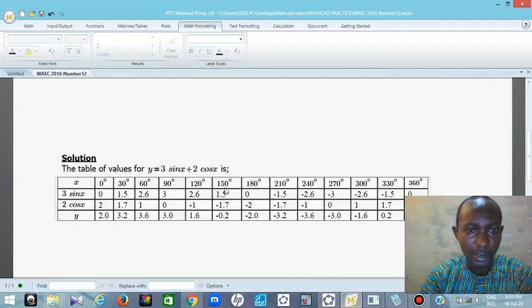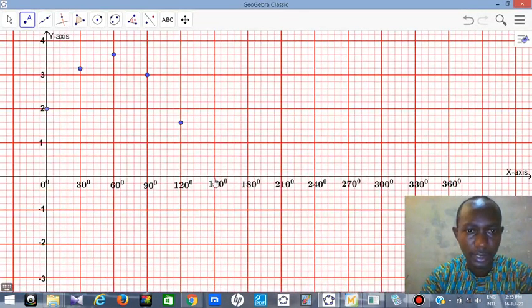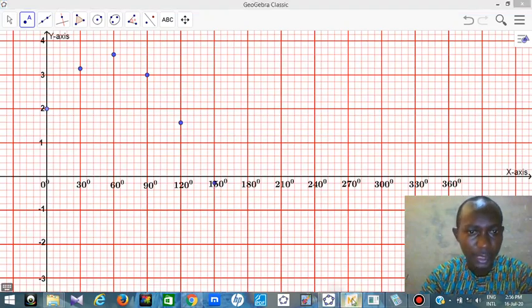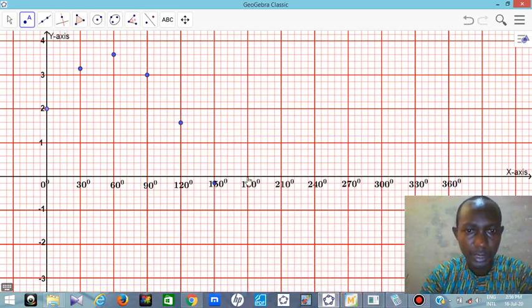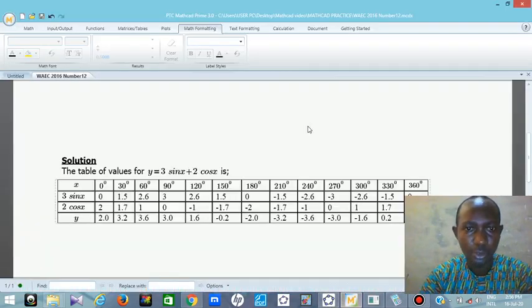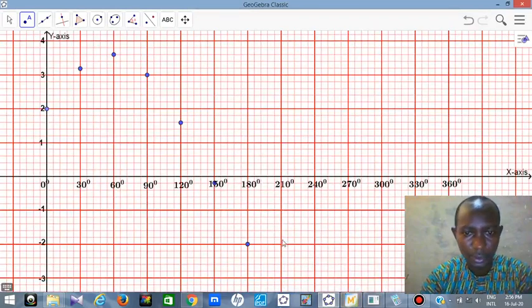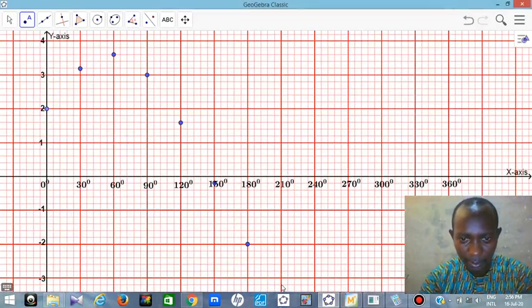Then the next one is 150 degrees to -0.2. So 150 degrees, which is here, to -0.2. See, it's on this point. So I'll just mark there. Then the next one is 180 to -2.0. So this is -2.0, which is this point. Then we are in 210 now to -3.2. -3.2 is here. Mark it.